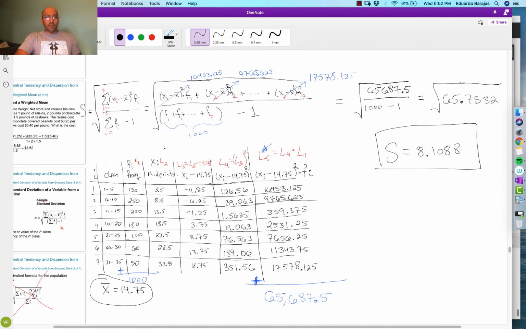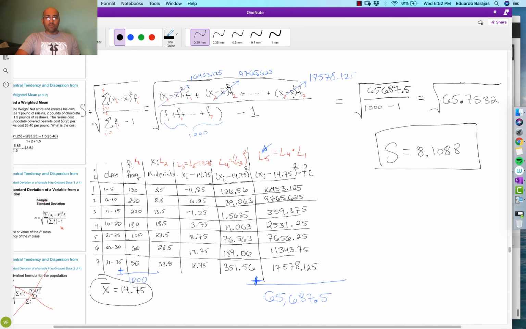Okay, so L2 was the class midpoints. L3 is L2 minus 14.75. Okay, that's all those values. We got to take each one of those and square them. I'm just kind of being guided by our formula. Each class midpoint needs to be subtracted by the population mean, square them, times the frequency.